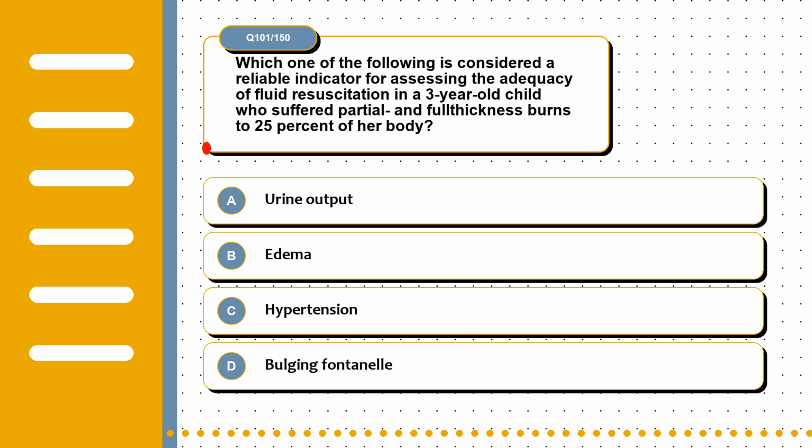Question 101. Which one of the following is considered a reliable indicator for assessing the adequacy of fluid resuscitation in a 3-year-old child who suffered partial and full-thickness burns to 25% of her body? Option A, urine output. Option B, edema. Option C, hypertension. Option D, bulging fontanelle.